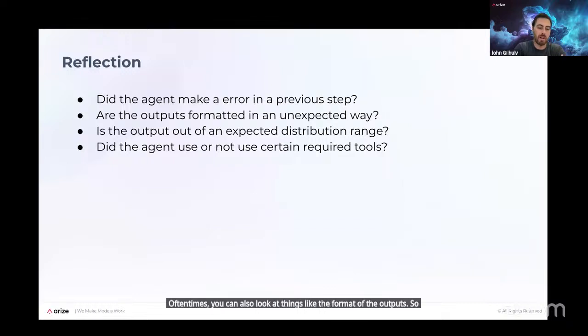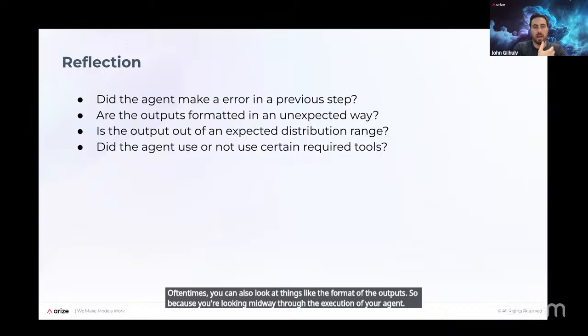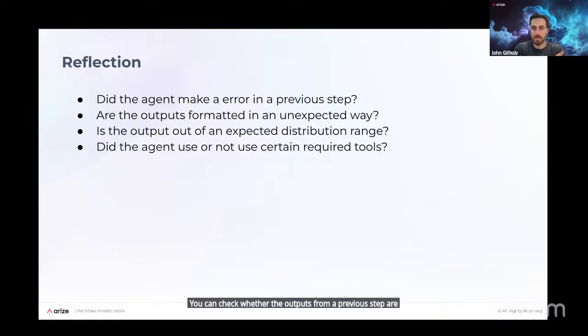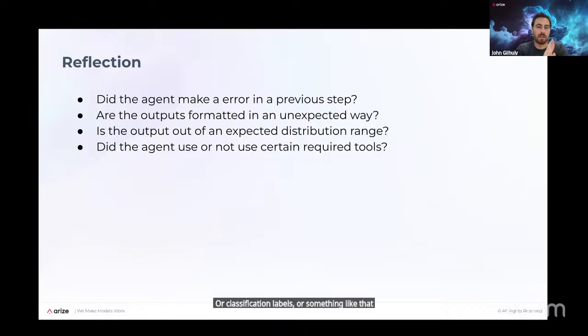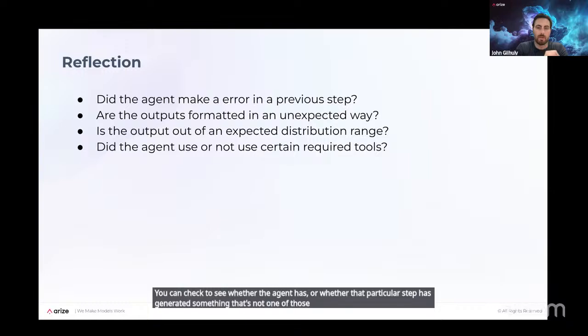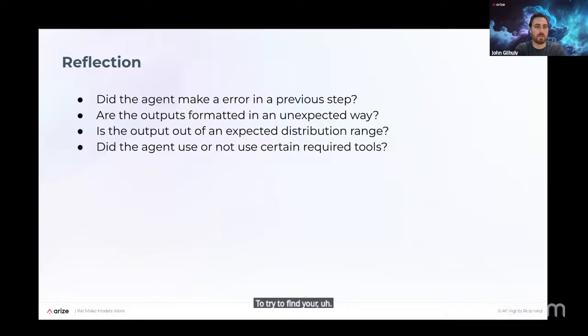Oftentimes, you can also look at things like the format of the outputs. So because you're looking midway through the execution of your agent, you can check whether the outputs from a previous step are formatted as expected, or whether the output is maybe out of the expected distribution range. So if you're having it generate something numeric or classification labels or something like that as part of an intermediate step, you can check to see whether that particular step has generated something that's not one of those classification labels, or it's not a number, it should be a number, or it's a number and it shouldn't be a number. So you can kind of look at some of these different formatting steps throughout to try to find your points where you might want to reflect and repeat a previous step to improve.